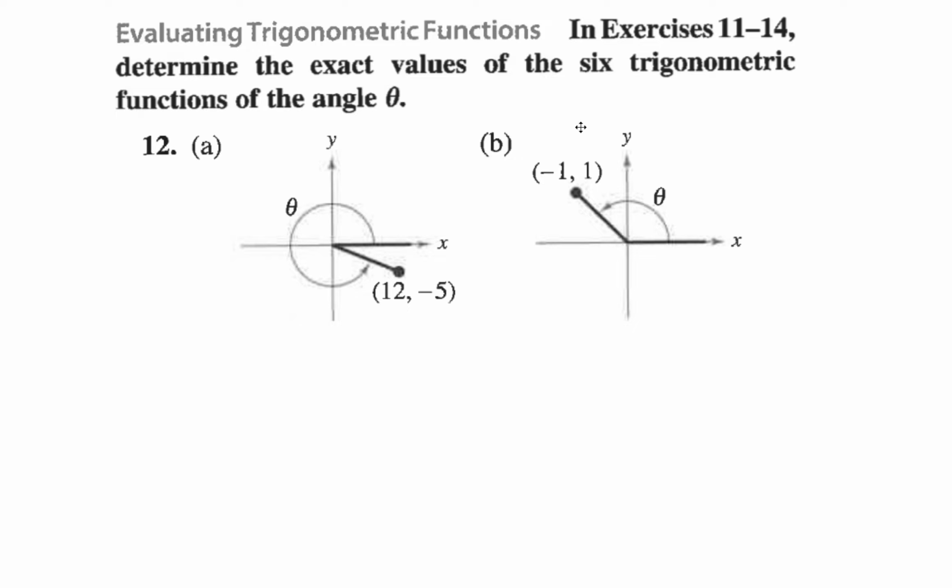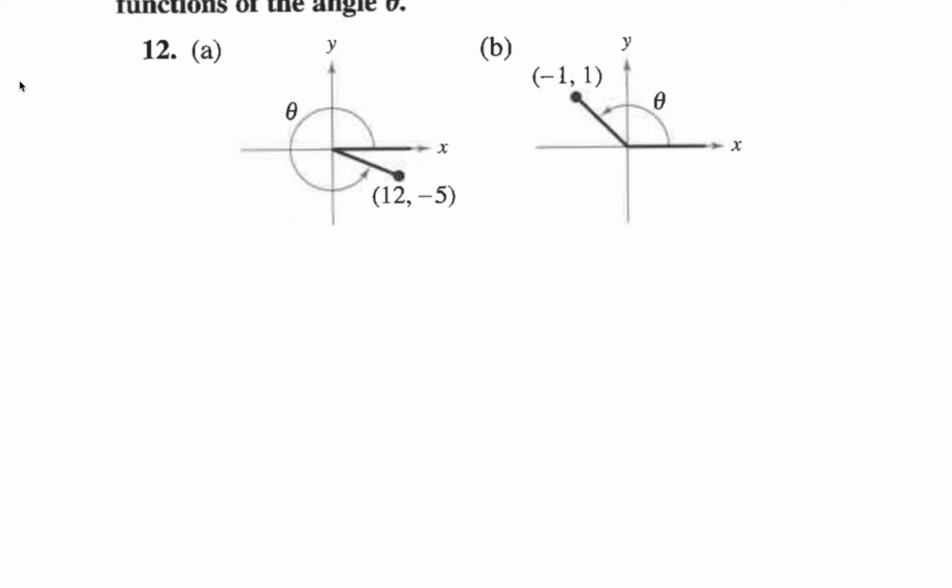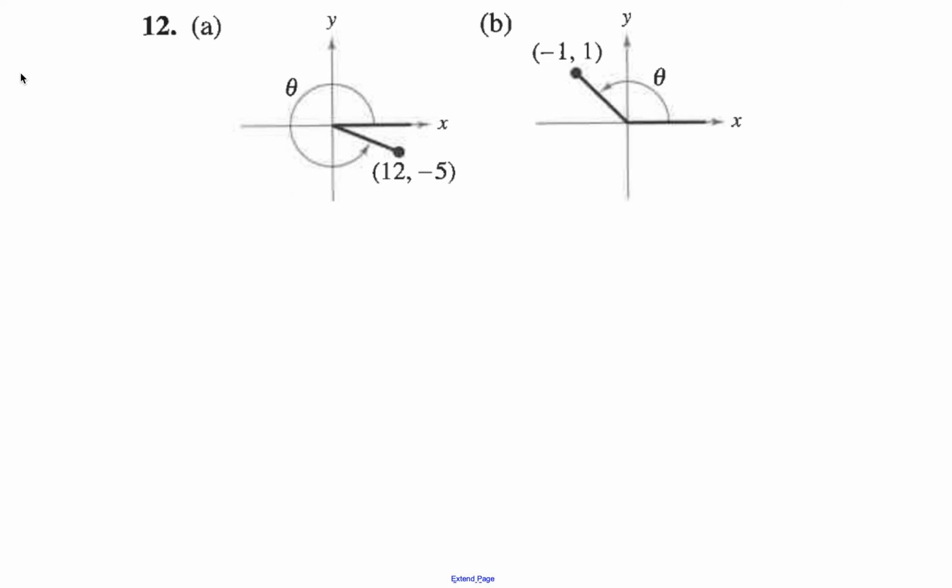Now we're going to do some examples from section 4.4. So evaluating trig functions. We're going to determine the exact values of all the trig functions: sine, cosine, tangent, cosecant, secant, and cotangent. Now the first thing to do is recognize that this is simply putting you into a certain quadrant. So the fact that it's positive and negative doesn't make a whole lot of difference.